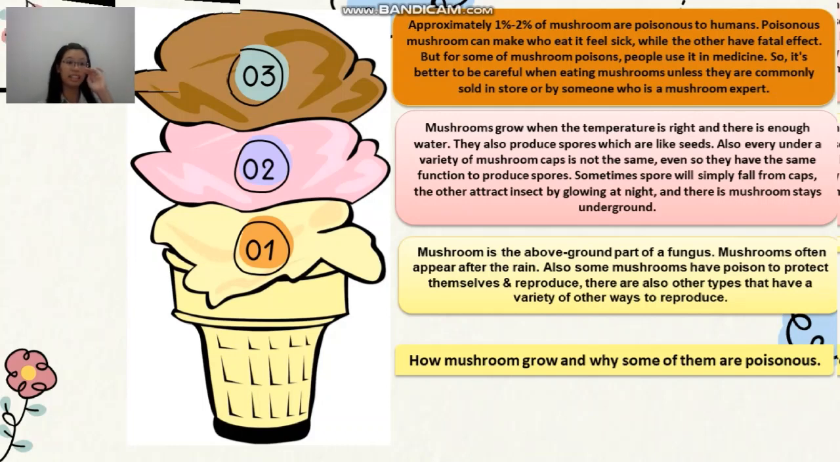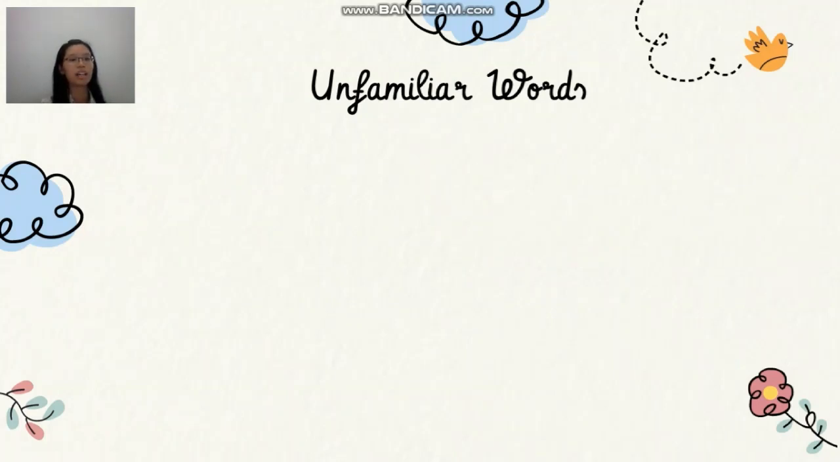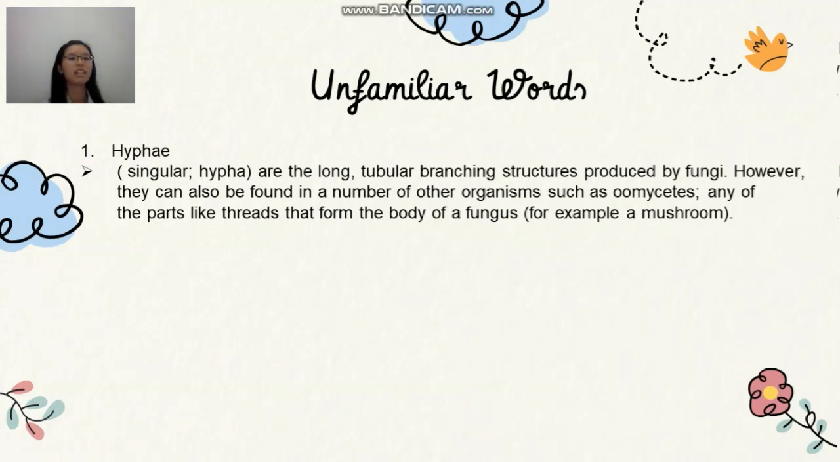And I think some of you will wonder what the words mean, or about unfamiliar words you find in the text. Like hyphae. Hyphae are the long tubular branching structures produced by fungi. However, they can also be found in a number of other organisms. Any of the parts like threads that form the body of a fungus, for example, a mushroom.